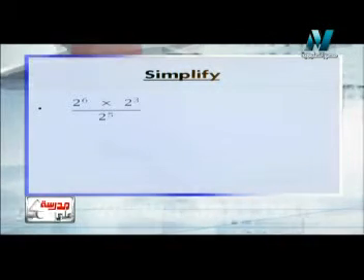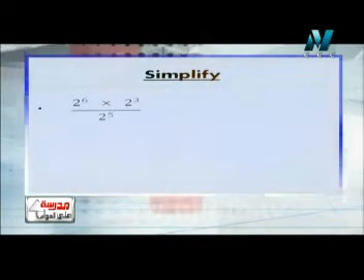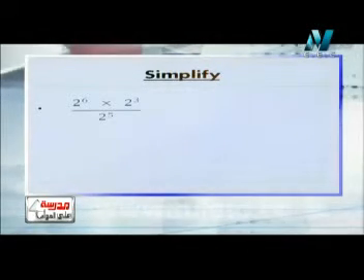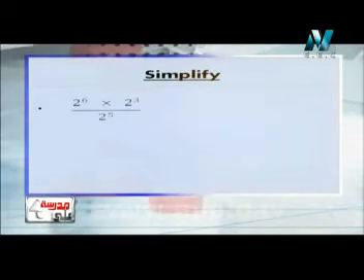Let's simplify. 2 power 6 multiply 2 power 3 over 2 to the power 5. We have more important rules. When multiplying like bases, we put the same base and add their powers. And when dividing like bases, we put the same base and subtract their powers. Then, in this question, 2 power 6 times 2 power 3 over 2 to the power 5.